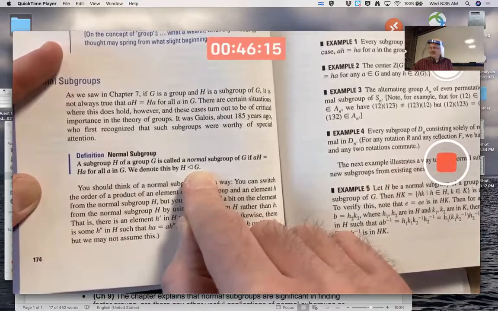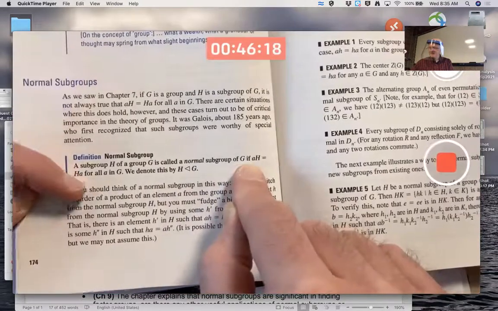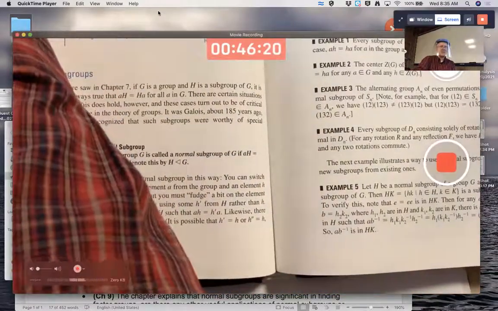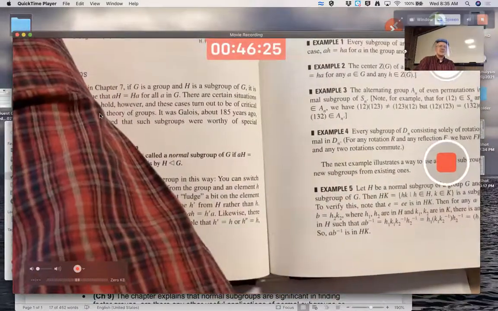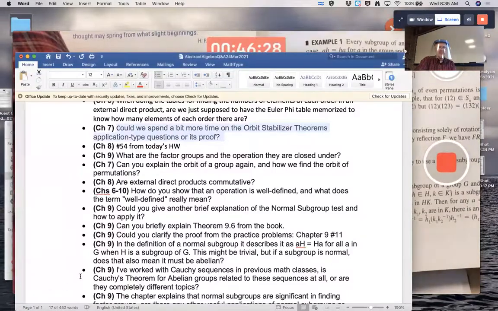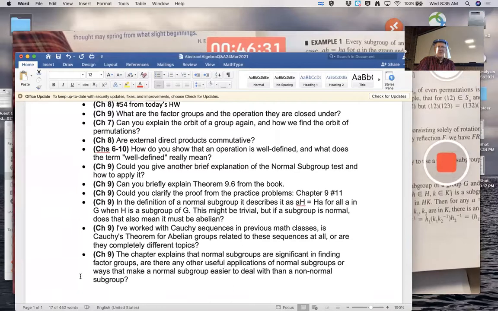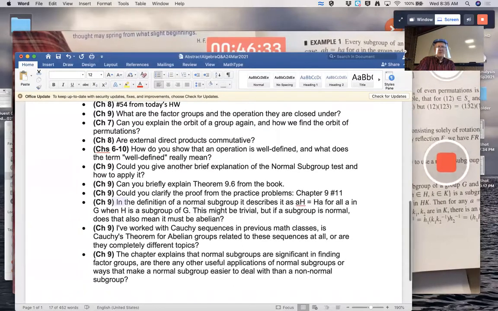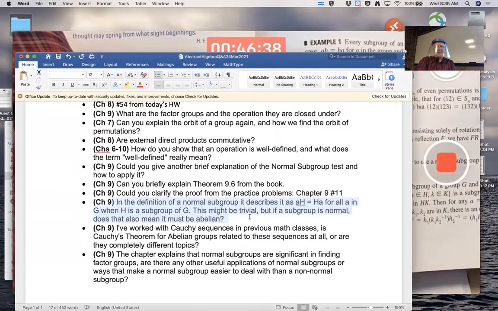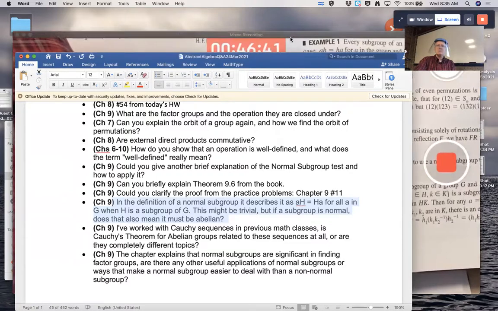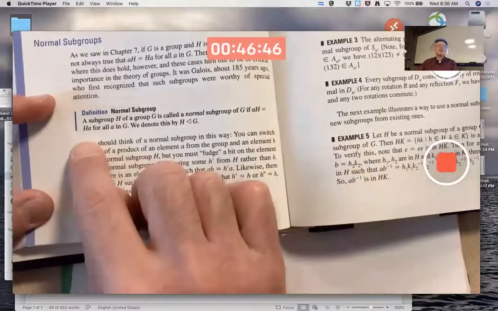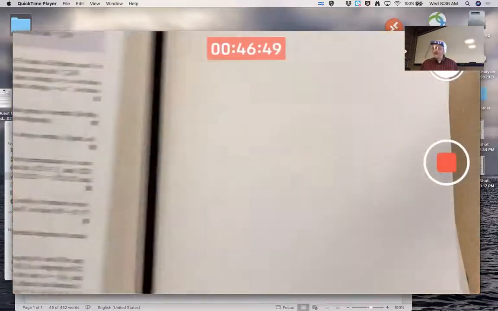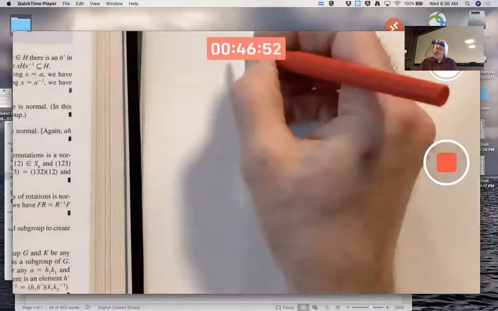Somebody did ask, I believe, are normal subgroups commutative? Are they abelian because aH equals Ha? Is that saying something's abelian? I forgot how the question was phrased. In the definition of a normal subgroup, if a subgroup is normal, does that mean it's abelian? The answer is no. Even though aH equals Ha. The book emphasizes that these are equal as sets.